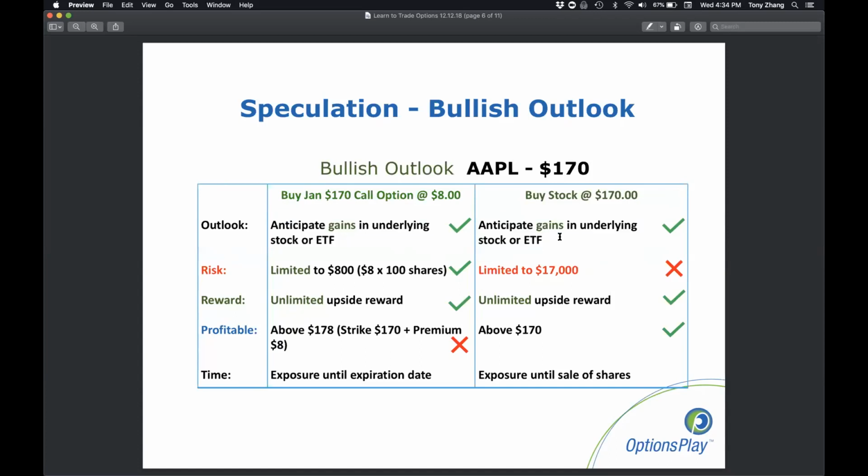So if you think the stock's going to go higher, you can buy a stock or you can buy a call option. Both strategies are suitable. Let's take a look at risk.